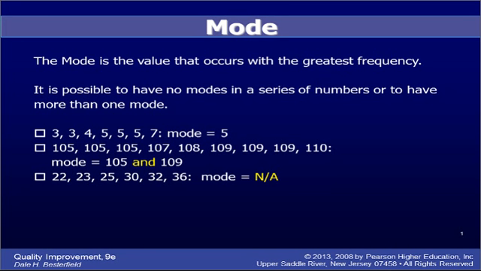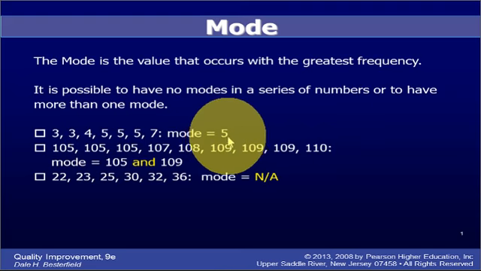The mode is the value that occurs with the greatest frequency. It is possible to have no modes in a series of numbers or to have more than one mode. Let's look at some examples. The first one: 3, 3, 4, 5, 5, 5, 7. 3 occurs twice, 4 occurs once, 5 occurs 3 times, and 7 occurs once. So 5 has the largest frequency, and therefore the mode of this series is 5.